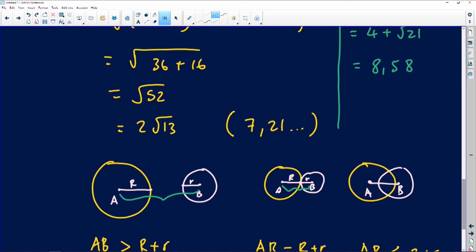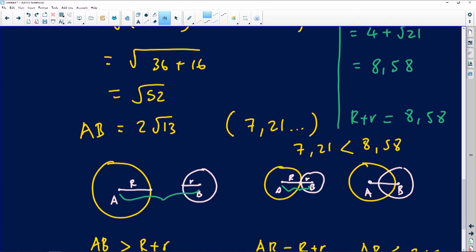If the sum of the radii is giving us 8.58, AB ended up with 7.21, right? I'm comparing the length of AB, don't forget that, with the sum of the radii, R plus R, which is 8.58. So which one is bigger? Is 7.21 equal to 8.58? Obviously not. Clearly, 7.21 is smaller than 8.58.